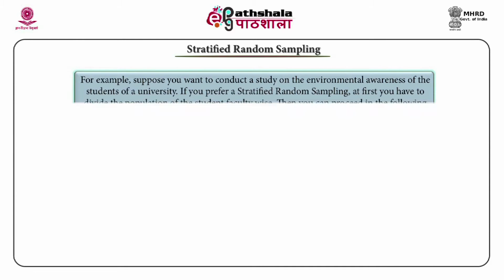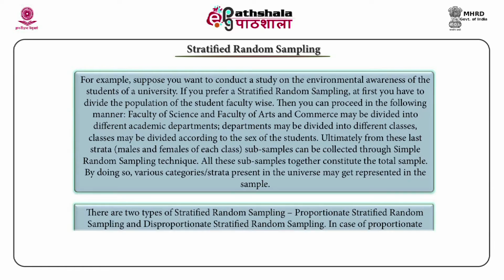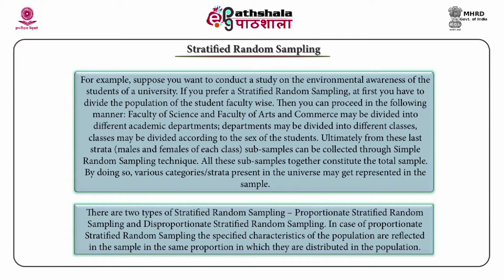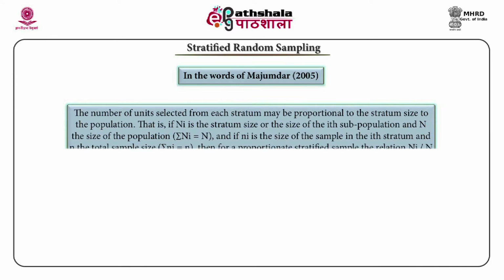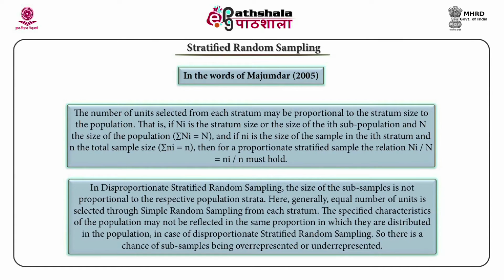There are two types of stratified random sampling: proportionate stratified random sampling and disproportionate stratified random sampling. In case of proportionate stratified random sampling, the specified characteristics of the population are reflected in the sample in the same proportion in which they are distributed in the population. In disproportionate stratified random sampling, the size of the subsamples is not proportional to the respective population strata. Here, generally an equal number of units is selected through simple random sampling from each stratum.